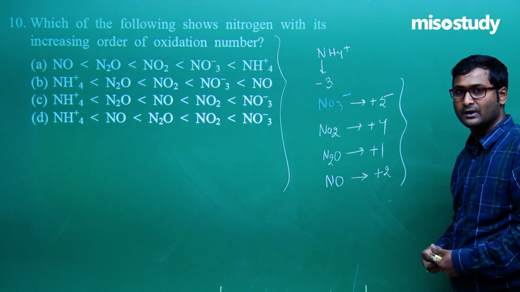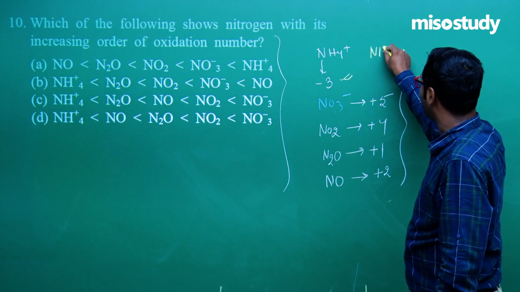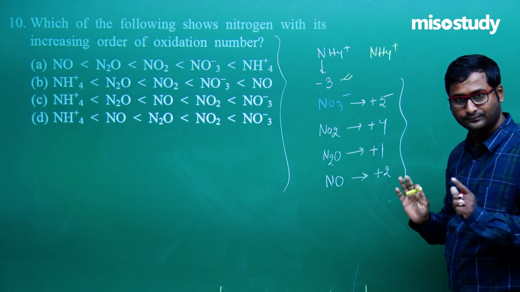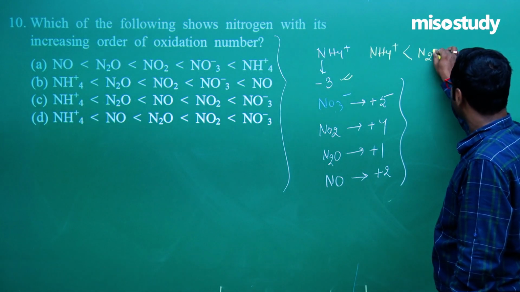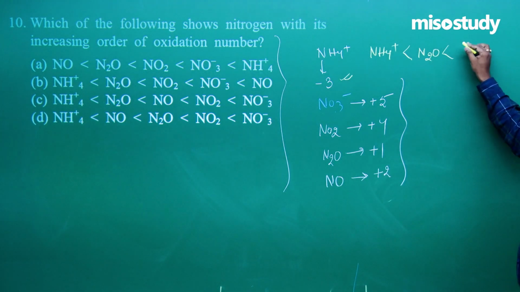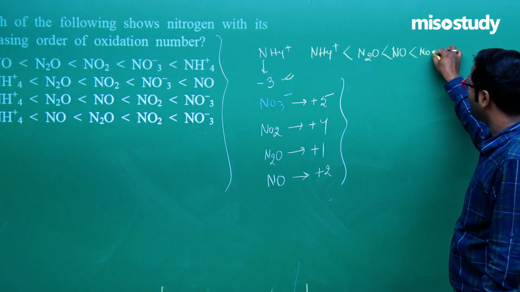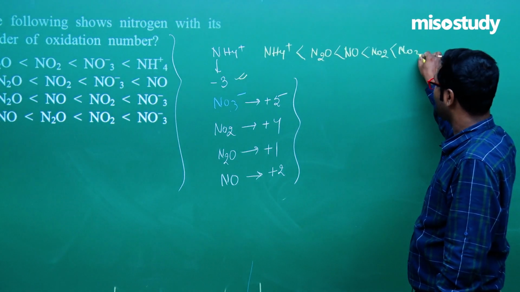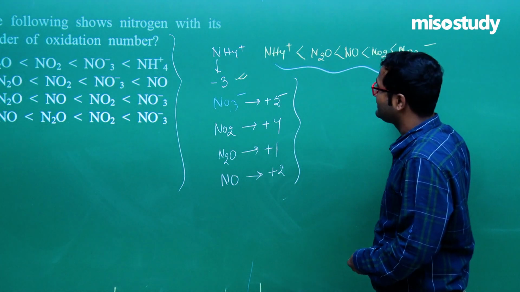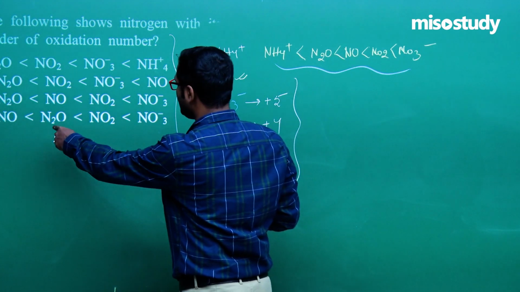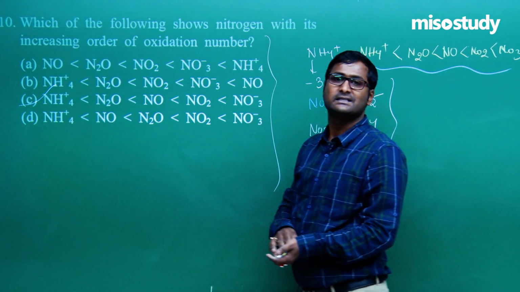Clear to you? Now arrange them. NH4 plus has the lowest oxidation state, so first of all there comes NH4 plus. Clear? Then there comes N2O, then there comes NO, then there comes NO2, and then there comes NO3 minus. Clear to you? Now check out which option is correct in this case. NH4 plus, N2O, NO, NO2 and NO3 minus. So for this, C is the correct option.